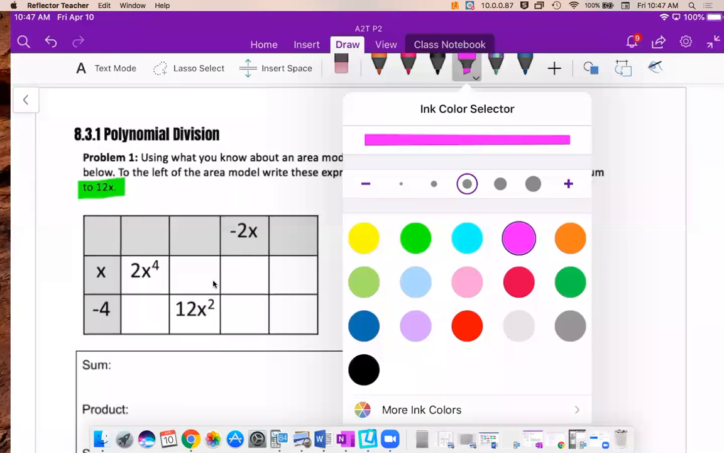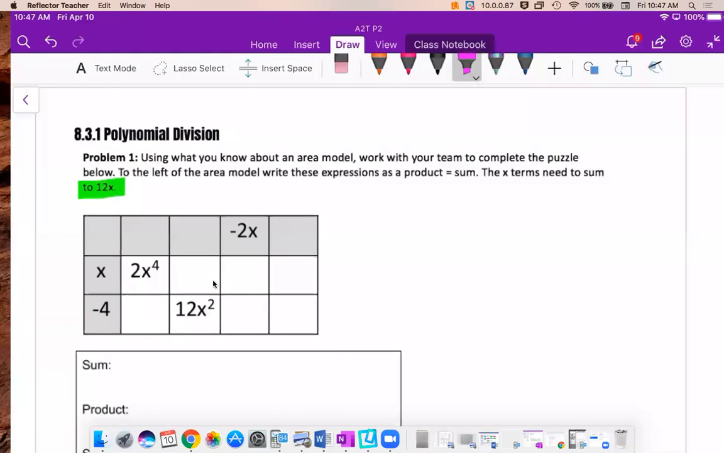Okay, so let's just start with these boxes right here. So we know that this is x, and we're trying to figure out what this has to be so that when I multiply x times that, I get 2x to the fourth. So I know this box above definitely needs a 2, and it definitely needs an x cubed, so that if I do 2x cubed times x, I get 2x to the fourth. So that's how I figure out what that box is. Okay, so then next, since we figured out this 2x cubed, I know I can multiply the -4 by it and get this box right here. So if I do 2x cubed times -4, this becomes -8x cubed.